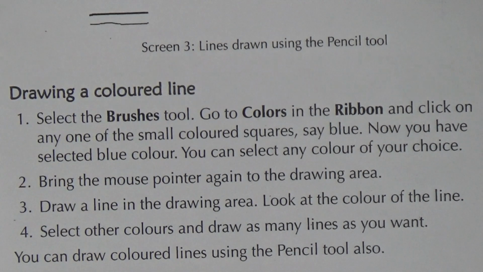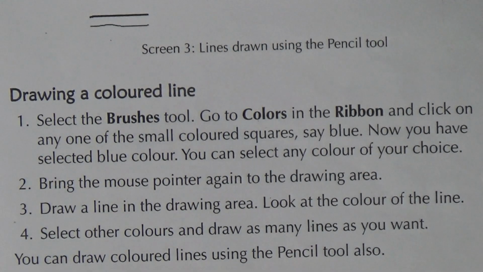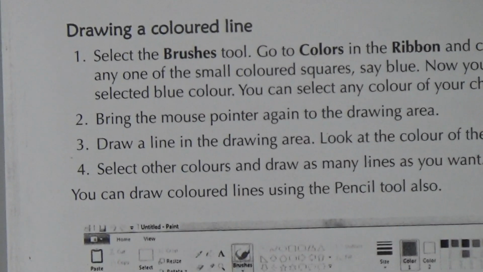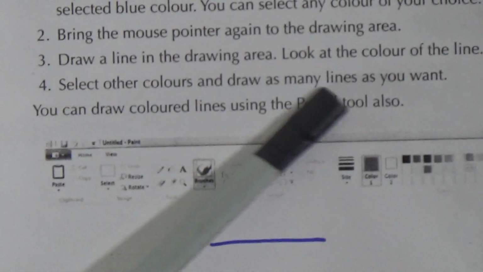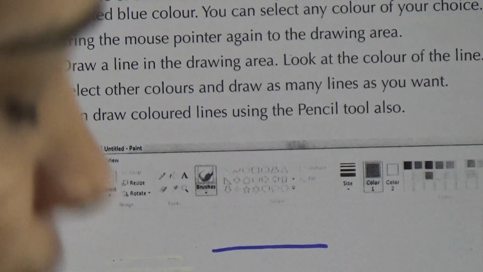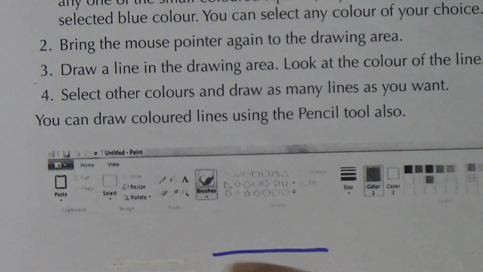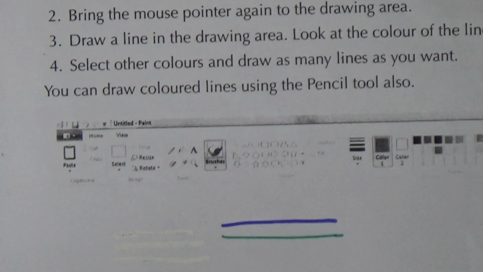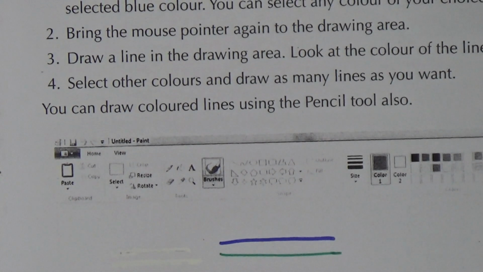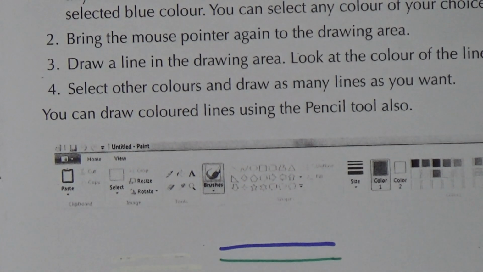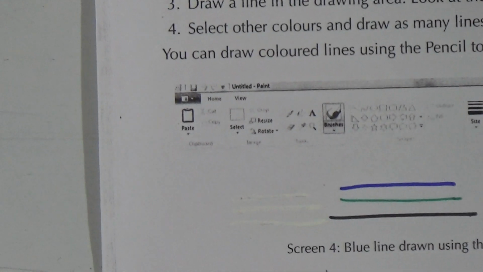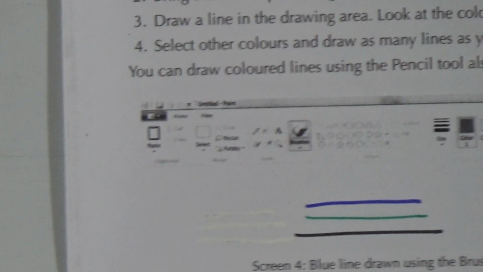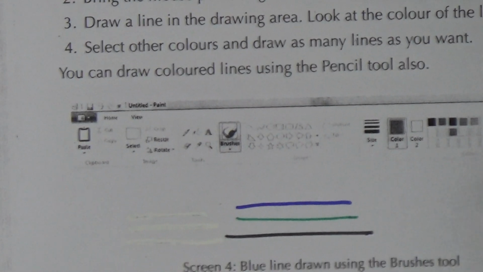So now if you move the mouse pointer, now you will see the blue color in the drawing area. Number 4, select other colors and draw as many lines as you want. Now if you want to select a green color, you can also select a green color and you can draw a green line, or you can also draw a black line. So according to your choice you will select the color to draw the picture.